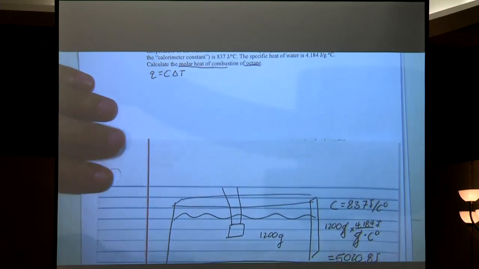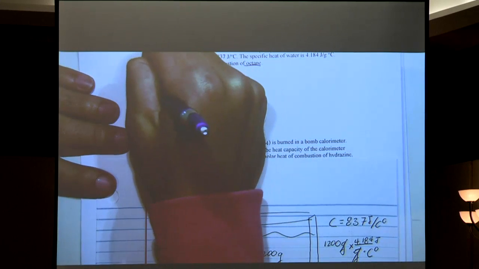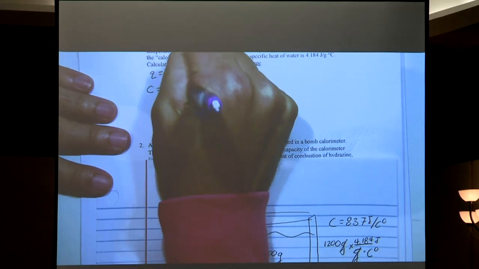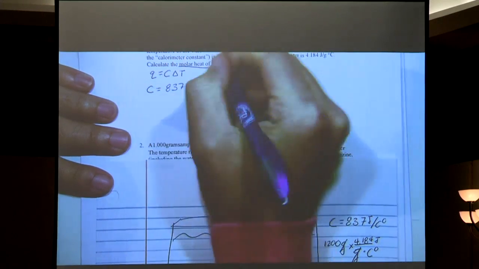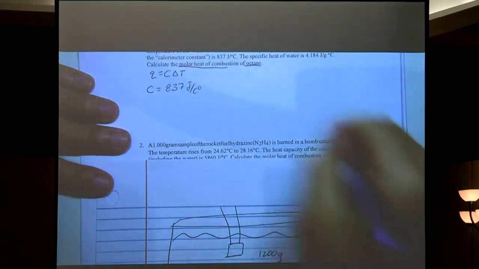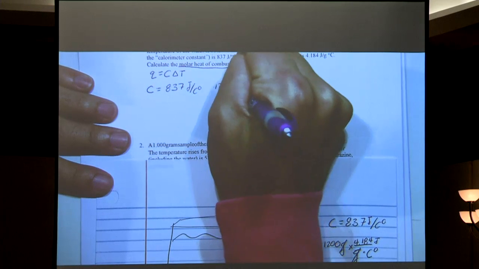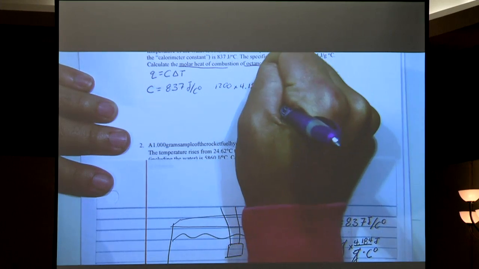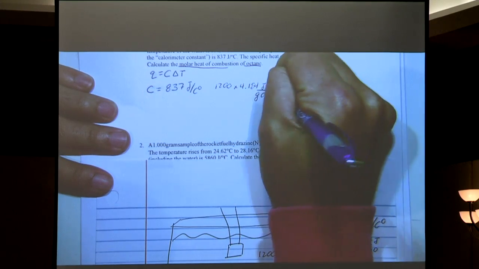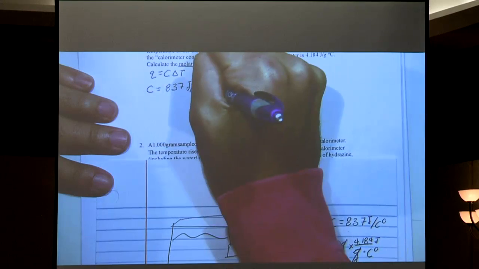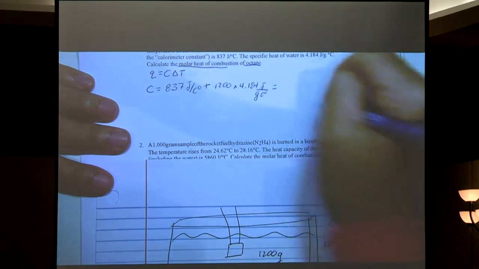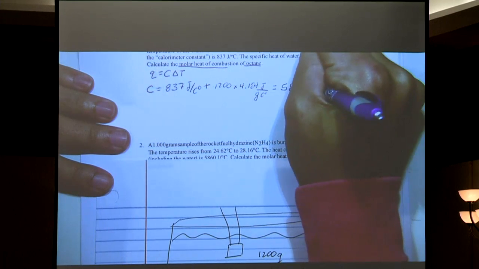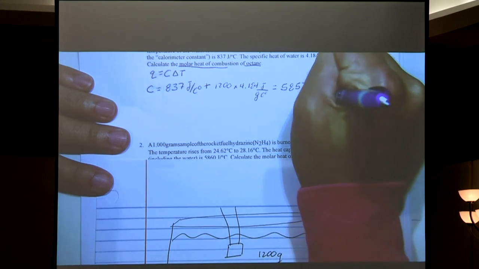I'll put that here. 837 joules per degree, and C equals 5857.8 joules per degree Celsius.